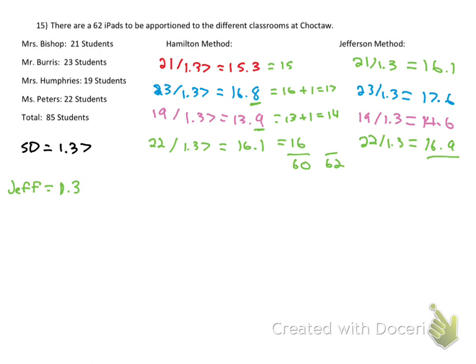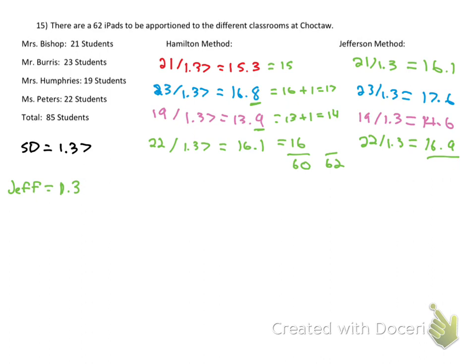So I'd need to lower that a little bit more, because that's one too many iPads there. That would give me 63. So we'd want to redo that again with like 1.28 or something like that, to try and get it to be exactly 62 iPads.